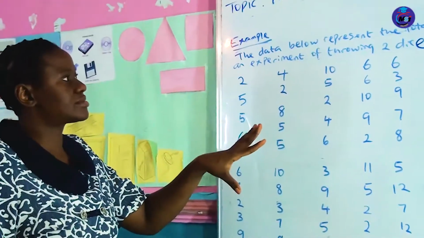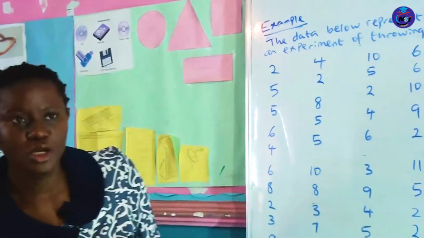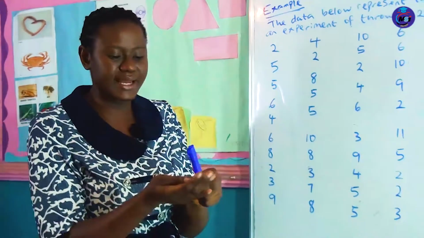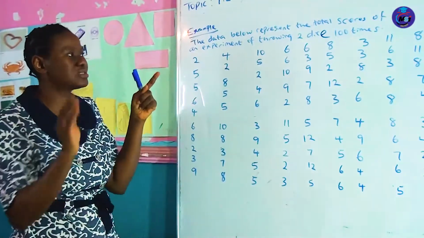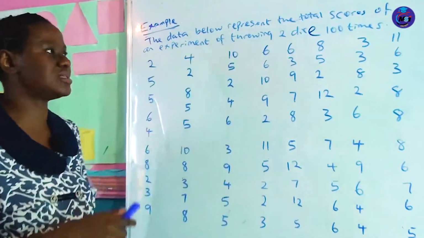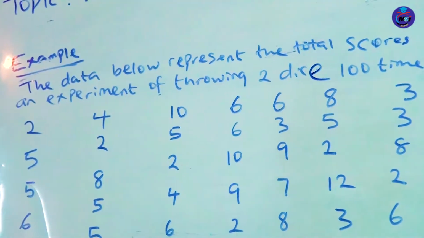This is a representation of the total scores of throwing two dice. When I throw two dice, I add what I get on the first die and the second die, and this is the result. I threw the two dice together 100 times. Now this is the result. We need to prepare a frequency table for this. So look at the numbers we have between 2 and 12.